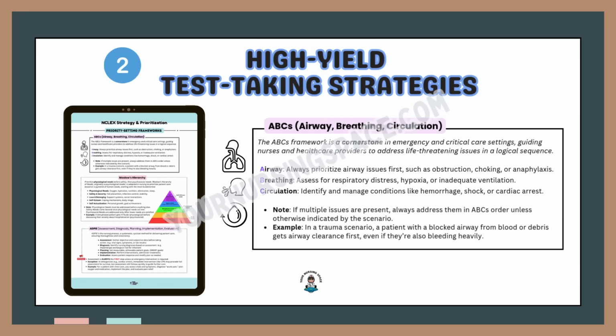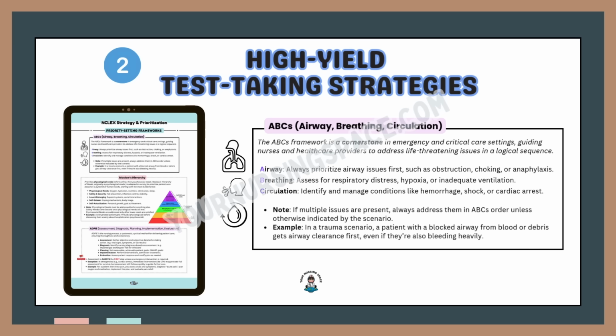Like if someone's got an obstruction, they're choking, or maybe it's anaphylaxis. Next, check breathing. Think respiratory distress, low oxygen levels, or trouble ventilating. Then circulation. Deal with stuff like bleeding, shock, or cardiac arrest. If a scenario throws multiple problems at you, stick to this order: airway, breathing, circulation, unless the question says otherwise.